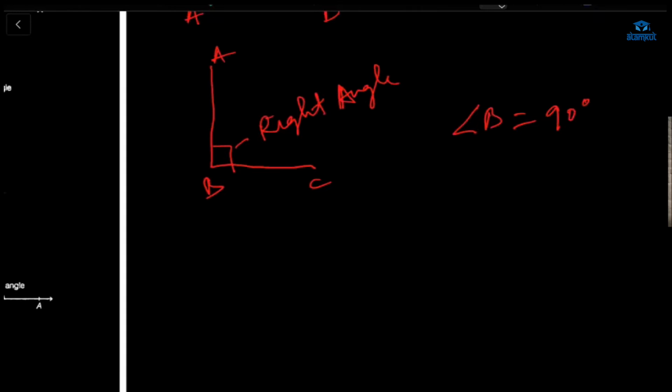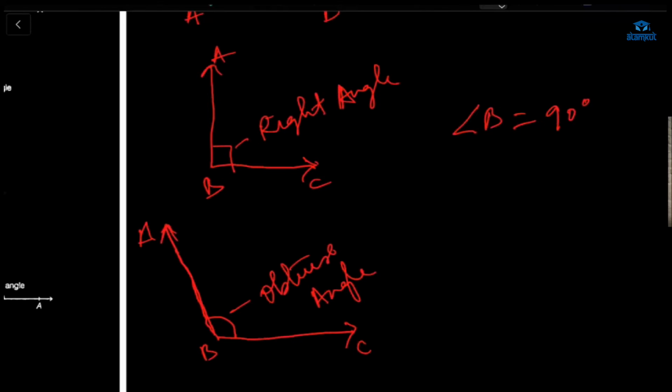Now what is an obtuse angle? Since the angle will be greater than 90 degree, we move this bar away from this. A, B, C. So this is an obtuse angle. What is the range of an obtuse angle? The range of an obtuse angle is greater than 90 degree and less than 180 degree.